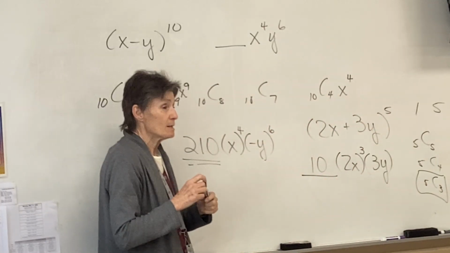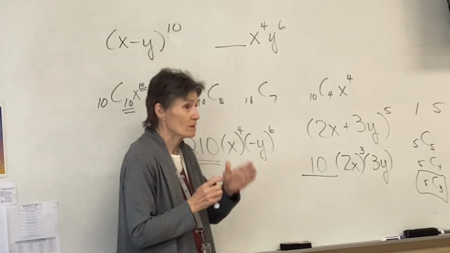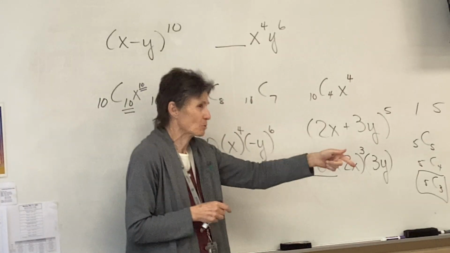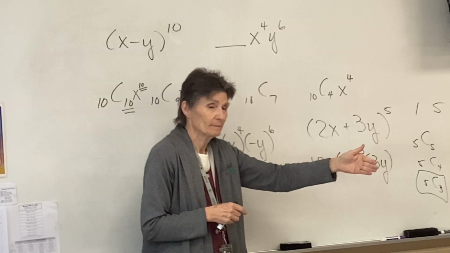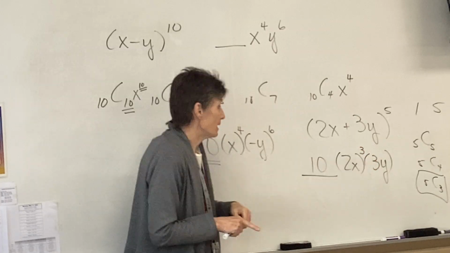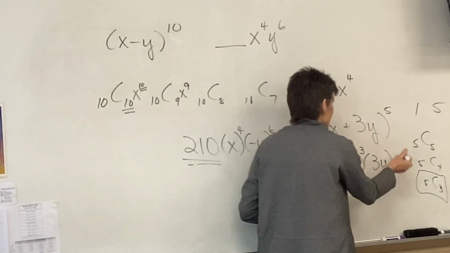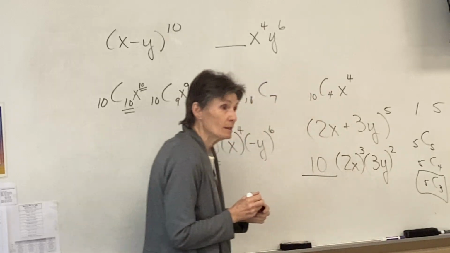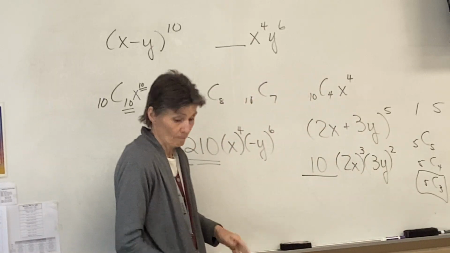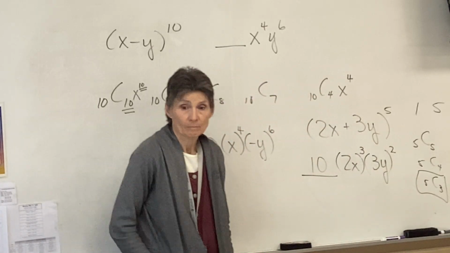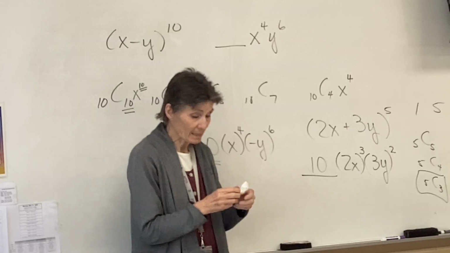It's not 3 because it's the third term. It's 3 because when I counted down, that's what I got. 5, 4, 3. And of course, if that's a 3, that's a 2, because they have to add up to 5. We good? Now we gotta simplify.